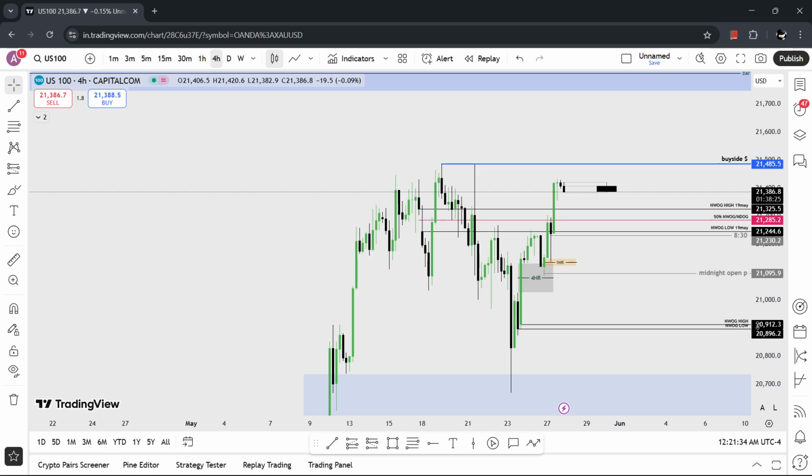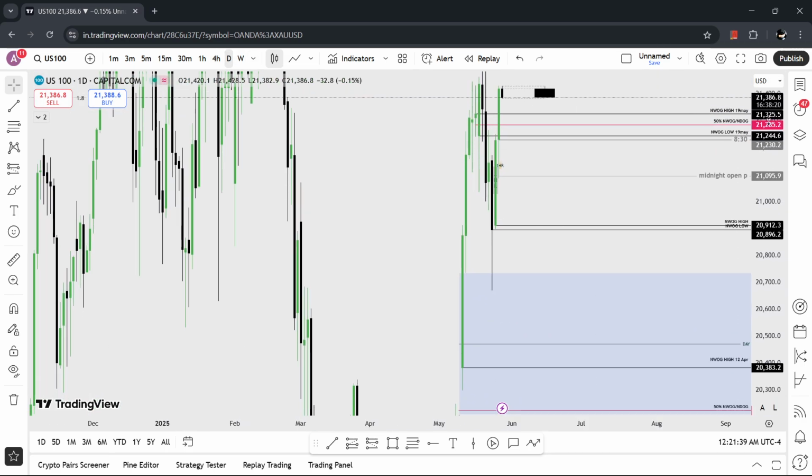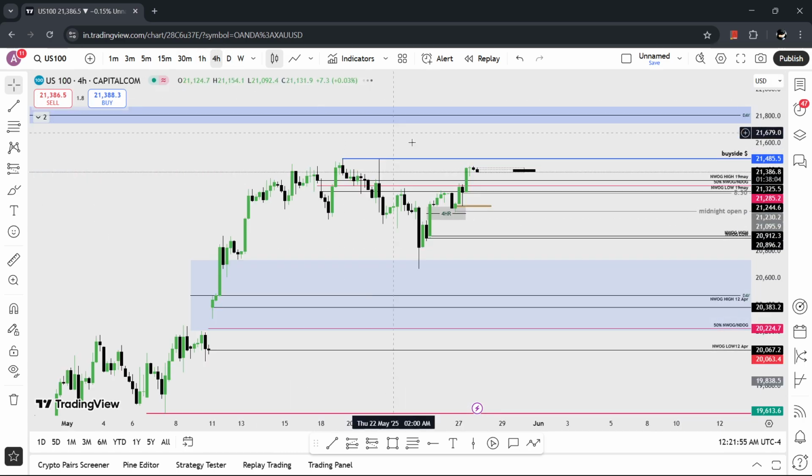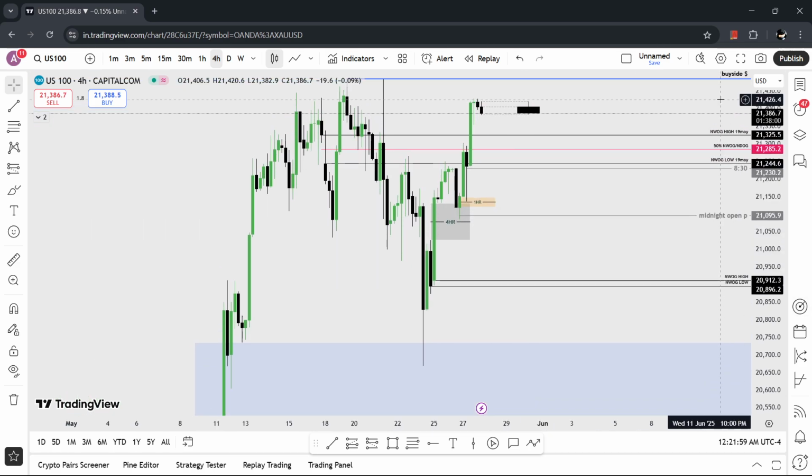Okay, so basically in daily we are coming from a daily fair value gap plus this volume imbalance. On Friday, sorry, Monday, 26th May, market tapped into this fair value gap, this 1 hour fair value gap, and just reversed on 4 hour. You got a clear structure shift plus a 4 hour fair value gap here.